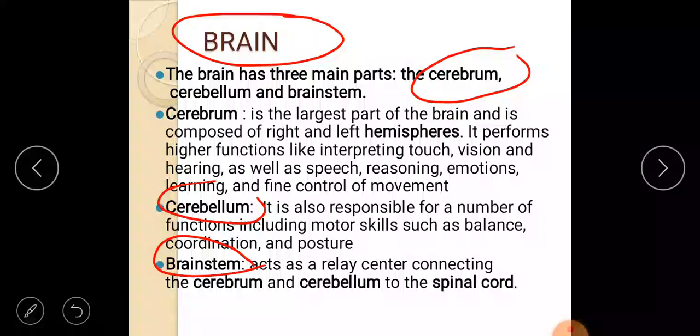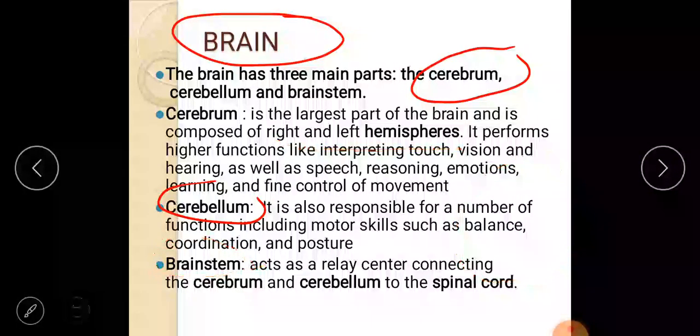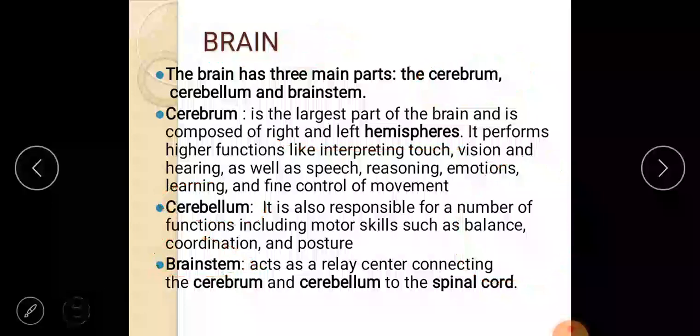What is the role of the cerebrum? It is the largest part of the brain, and it is divided into right and left hemispheres. It performs higher functions like interpreting touch and hearing, as well as speech, reasoning, emotions, learning, and fine control of the movement. All of this is controlled by the cerebrum.